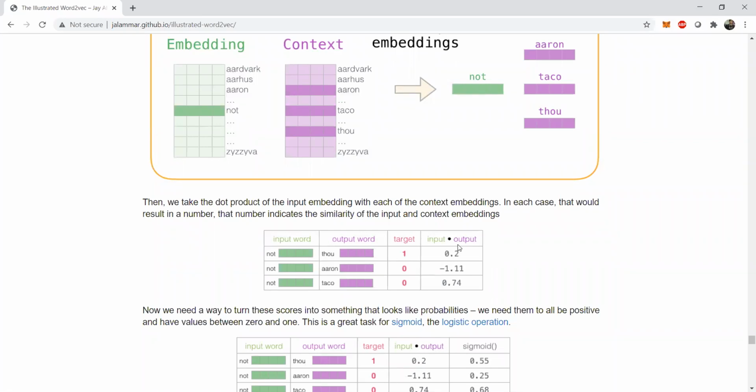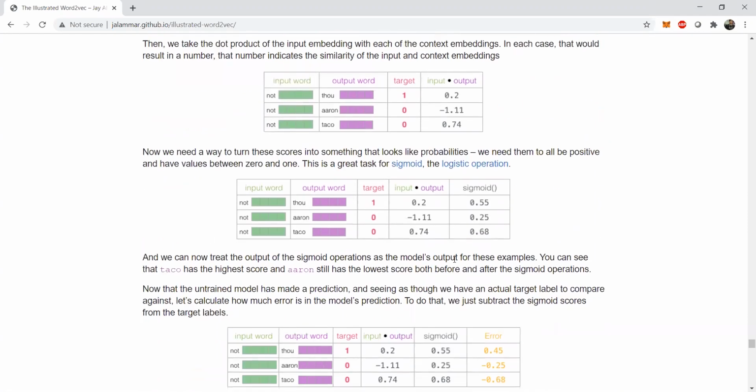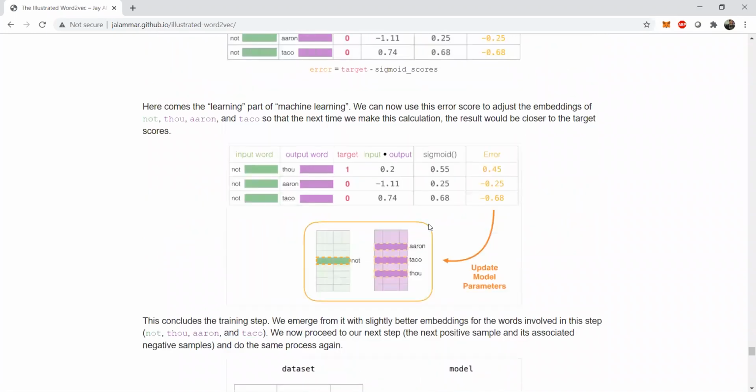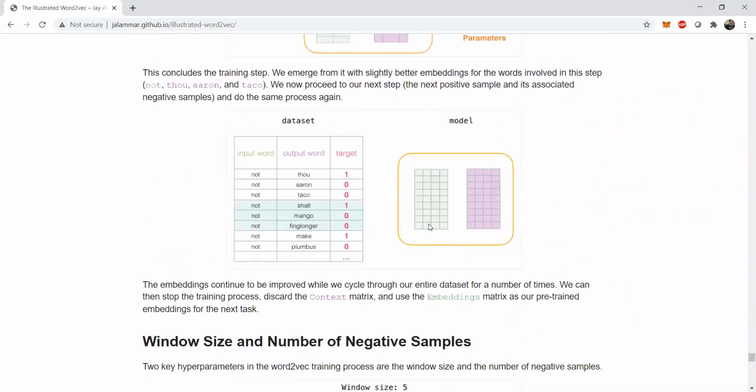But we also compute the input dot output, that is the dot product of these. After that, we pass them through the sigmoid function, because we want to clamp it between 0 and 1. And after that, we compute the errors. Just like I mentioned before, we compute the errors by subtracting the sigmoid values from the target values, right? And then we update those vectors. This is how the supervised training of the logistic regression takes place in skipgram with negative sampling, noise contrastive estimation, with a window size.